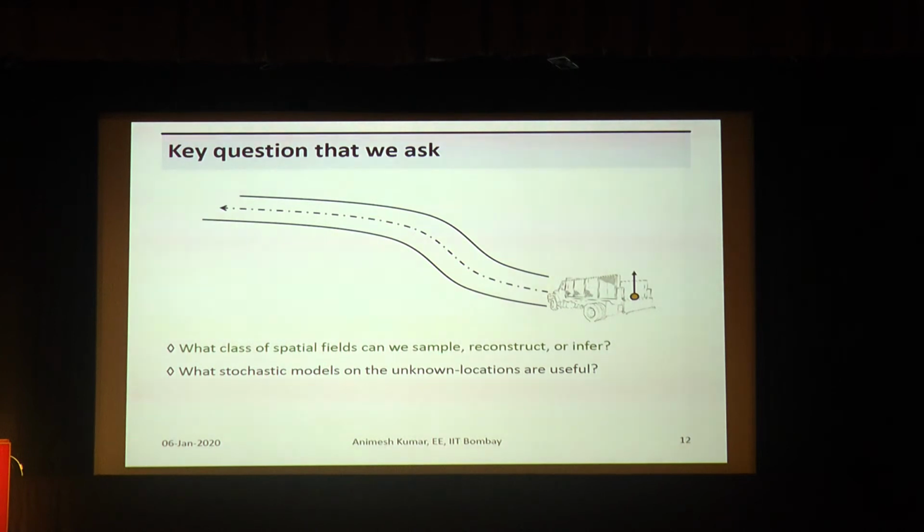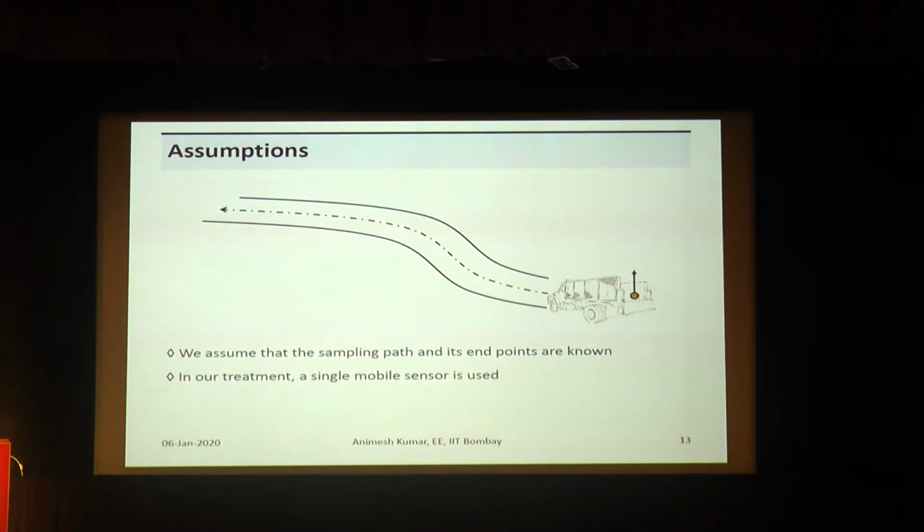What class of spatial fields can we sample and then reconstruct or infer? And what kind of stochastic models on the unknown locations are useful? That's where the talk is going to be geared towards. So we make a few simplifying assumptions. We assume that the sampling path and its endpoints are known. So we know that the vehicle starts maybe from the right, ends at this left point, the path is known. And we just begin the treatment with a single location-unaware mobile sensor.